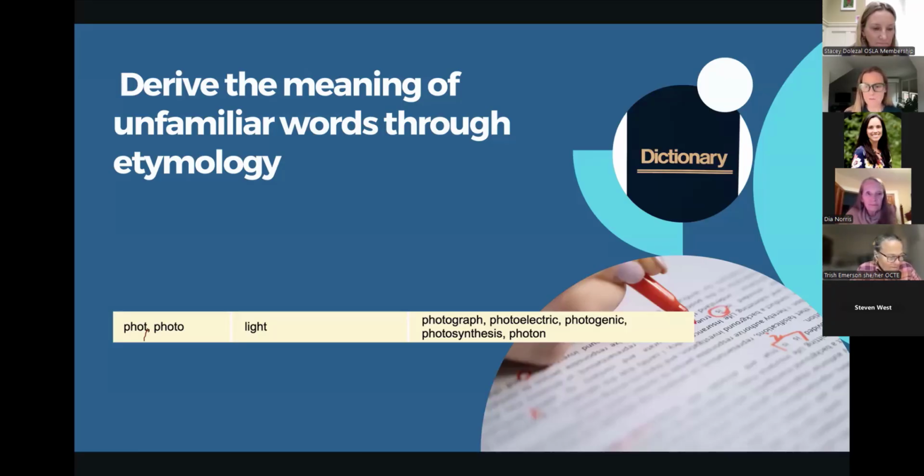Many of us don't think of photo as a prefix. We learn some prefixes when we're in lower elementary. We learn un means no, we learn re means again, and that's it. We don't learn many more. But there are so many more prefixes and so many more suffixes, and we can put them all together in one word.